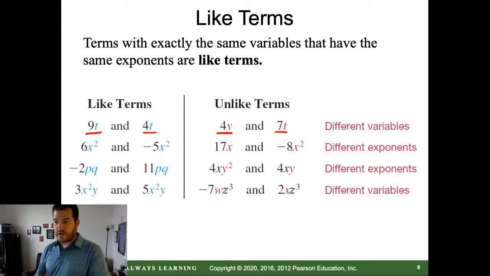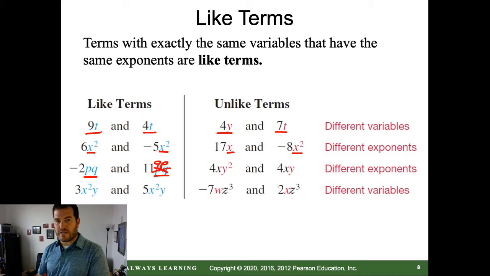Here, 6x squared and a minus 5x squared, those are like terms because of the x squared and the x squared, right? Here, I have an x and an x squared. Those are unlike terms, okay? Down here, this is where I'm going to ask a trick question. So I've got a negative 2 PQ and 11 PQ. And obviously this chart tells us that those are like terms, so those are okay. My question for you is a negative 2 PQ and 11 QP, are those like terms?